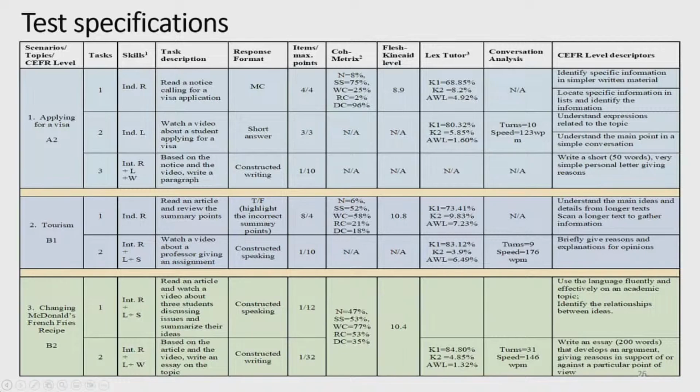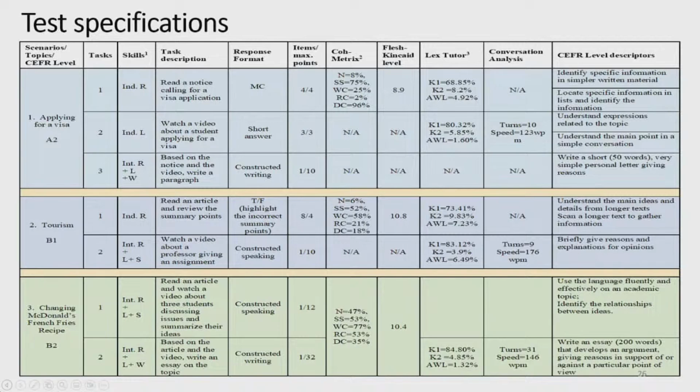The second scenario, which I did not show you, was about tourism. Here they had to read an article and review summary points, and then watch a video about a professor giving an assignment. And that was that. The first task was at an A2 level. We think the task for getting a visa was not very high level, not too demanding. It was A2, this one is B1, and McDonald's changing its recipe was kind of like a B2. So we had information like this on all of them, just to give us a sense of what these tasks are and what the content is doing.